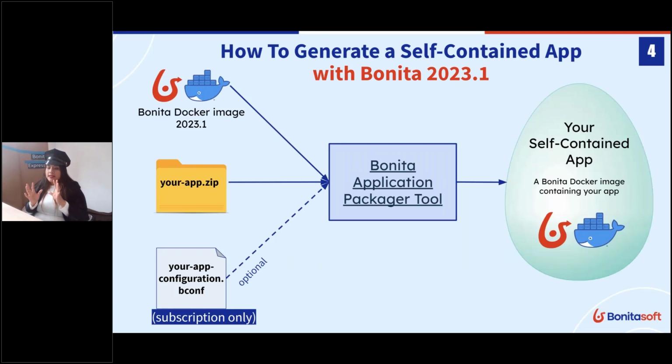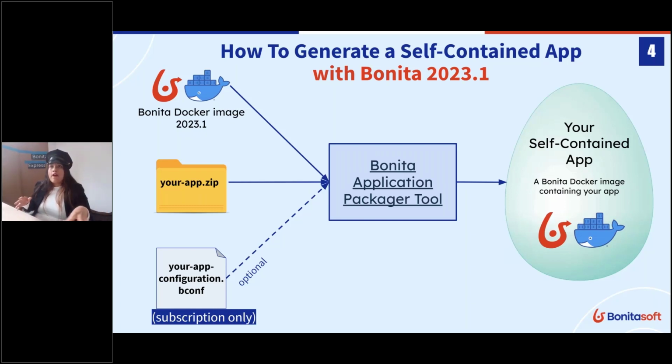The idea is to give this tool 3 things, or at least 2. The first one: if you are trying to get self-contained applications with a Docker image, well, the Docker image itself, the app that you have zipped, and a file. It's a configuration file that is also for subscription only. This is not mandatory, but let me just explain what this is in case you haven't used it yet.